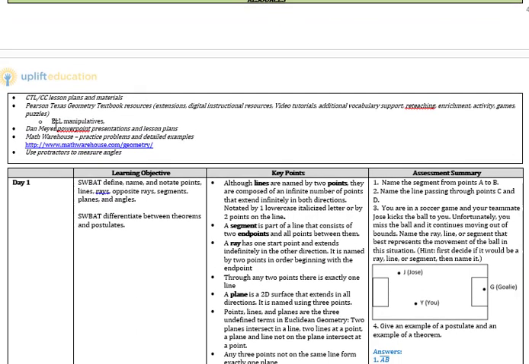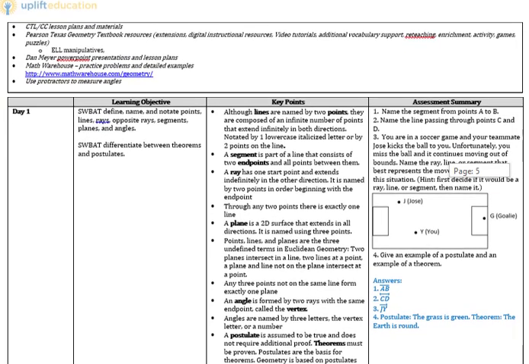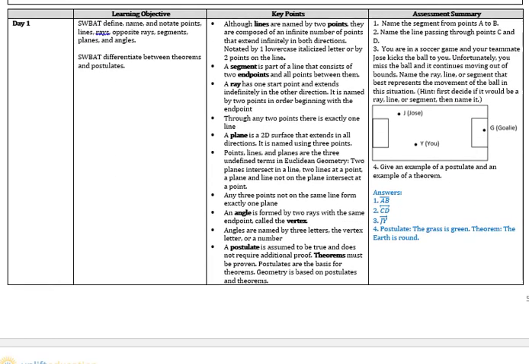Here's some ideas for resources if you need more resources. Otherwise, reach out to me. I have so many resources. I can share anything with you. All right, moving on into it.